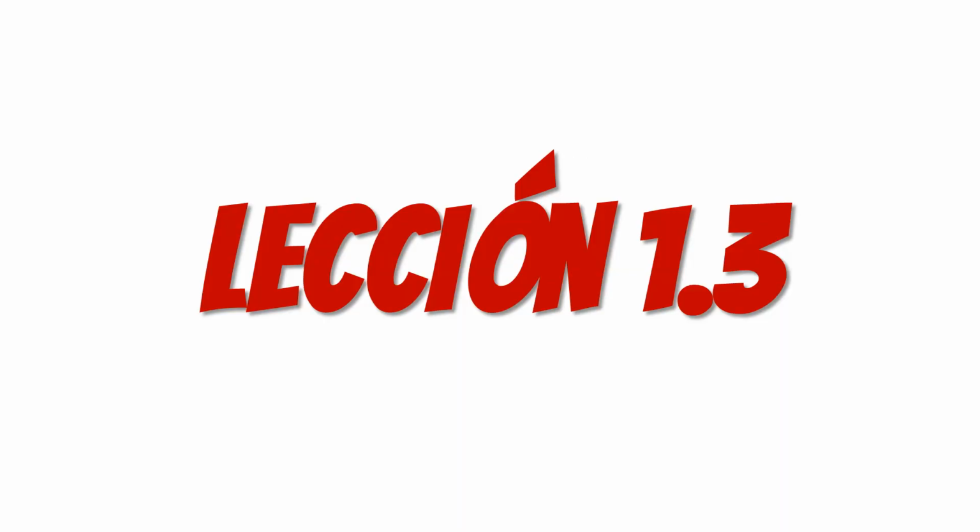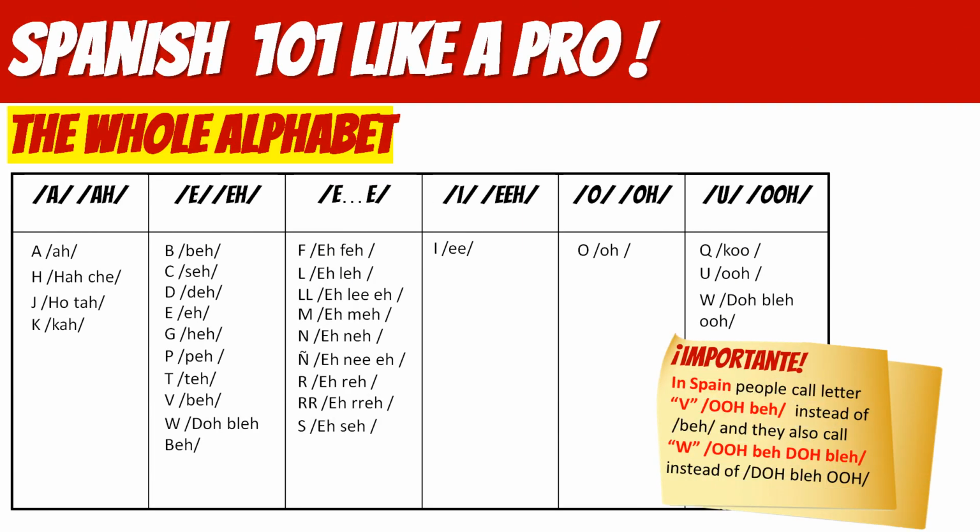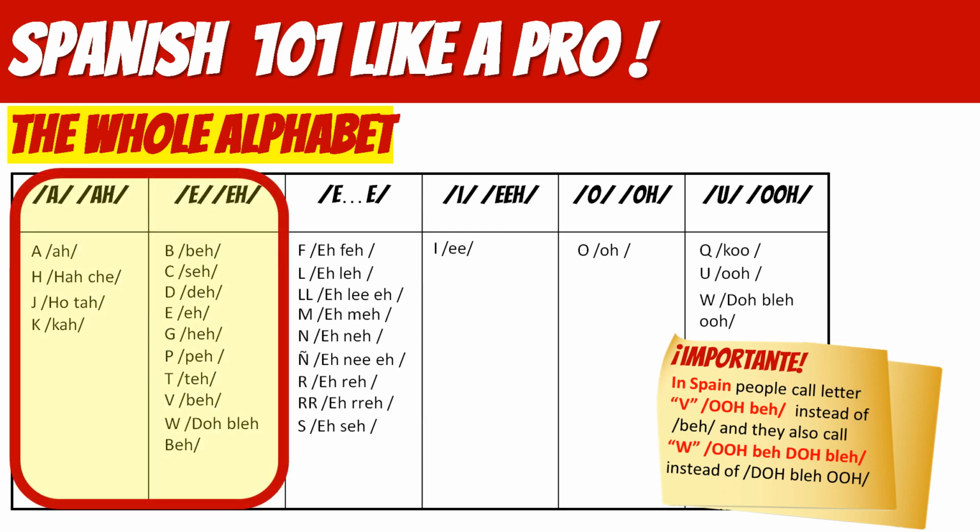Lección 1.3. In our previous video, we saw the whole alphabet, but knowing how to pronounce each letter individually does not mean that you can pronounce a word. In this lesson, we are going to learn how the individual letters sound out in words. In this video, we are going to focus on those letters that have the sound A and E.